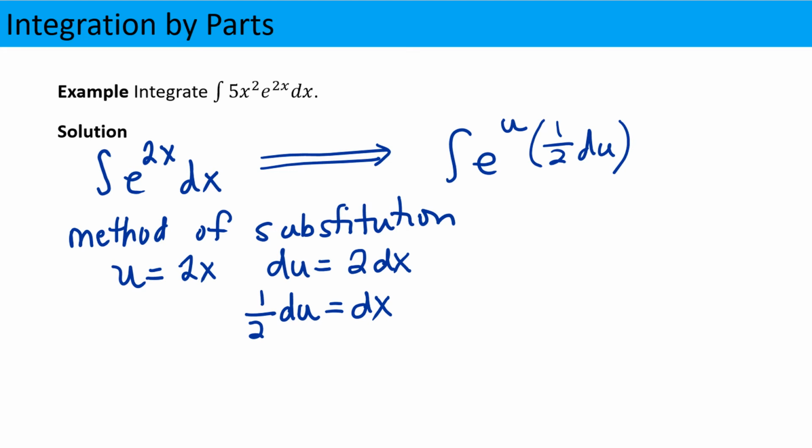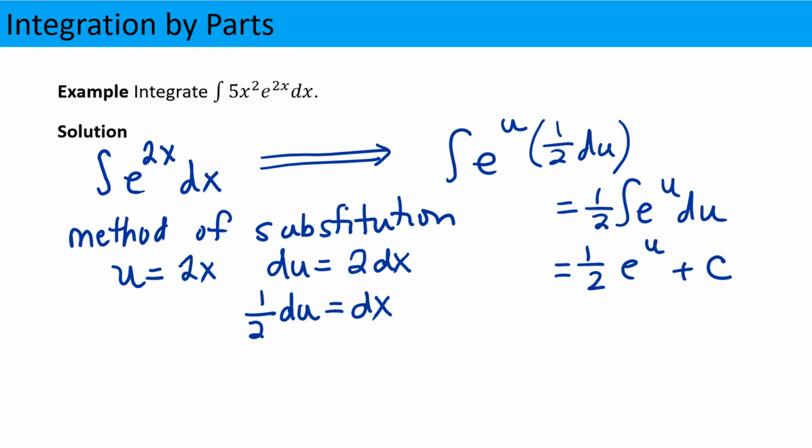Let's put the 1/2 on the outside of the integral symbol. So that is equal to 1/2 the integral of e to the u du. In integrating, we'll get 1/2. The integral of e to the u is just e to the u. Don't forget the plus c, but we need the answers in terms of x.